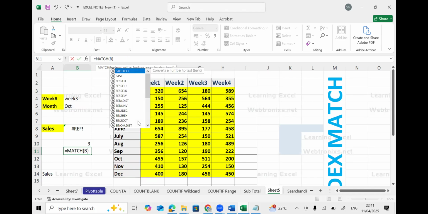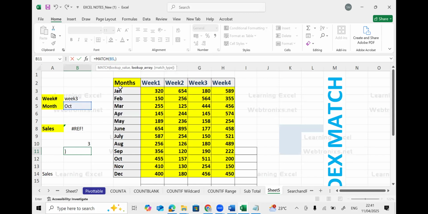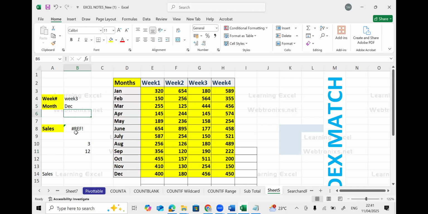I'm looking for October, October, comma, from here and comma 0. So it will tell me कि जी आपका October exist आ रहा है 10th पे. Obviously, if I change this from October to December, let's say, so it will tell me that December exists at the 12th numeric position. So match क्या कर रहा है? Match tells you the numeric position of a data within a range.